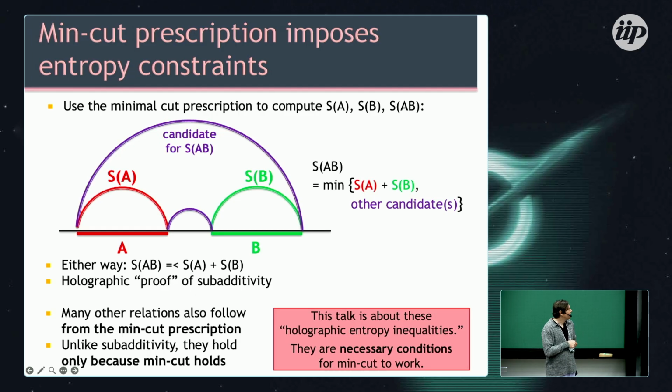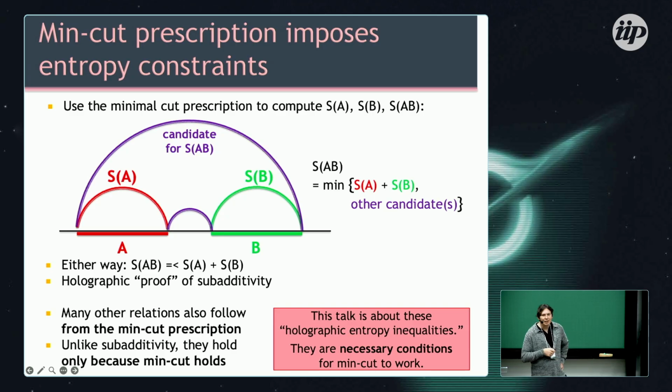So to compute the entropy of AB, I'm looking at the minimum of SA plus SB and other things. I drew for you one example of a purple candidate, but you're always minimizing over a set of possibilities which includes SA plus SB. If you minimize that way, you know that the answer is never going to be greater than SA plus SB. You want to make it minimal. SA plus SB is already the worst case scenario. And so right away, we have this relationship, which we know as the subadditivity of entanglement entropy.